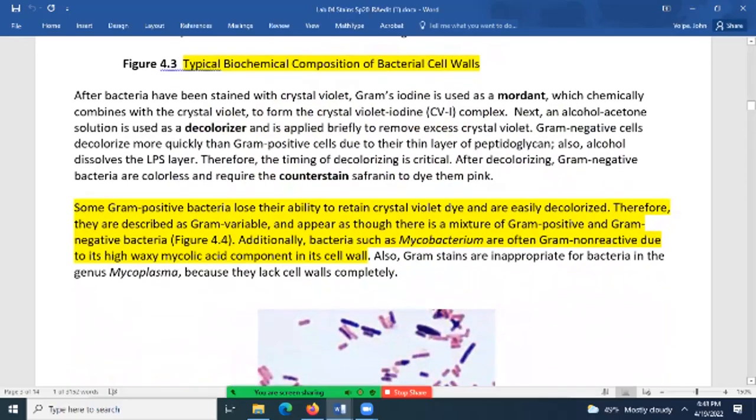A mordant is a compound that simply intensifies the primary dye. And in the Gram stain, iodine is used as a mordant. It doesn't really color the cell. It intensifies the crystal violet. What happens is the iodine complexes with the crystal violet, makes a larger molecule.